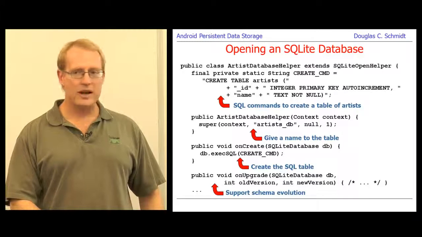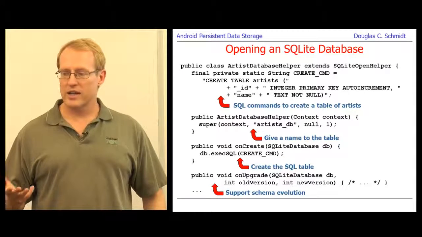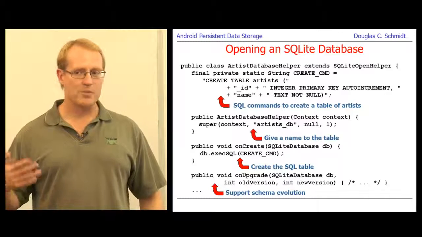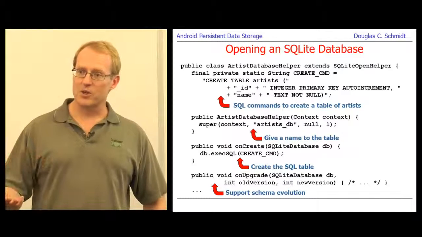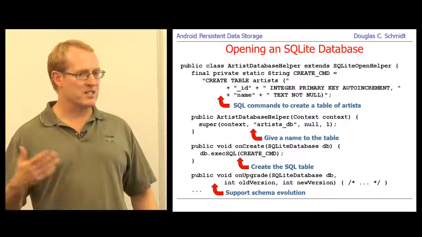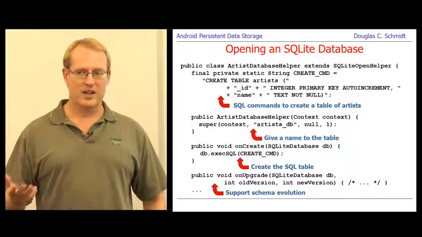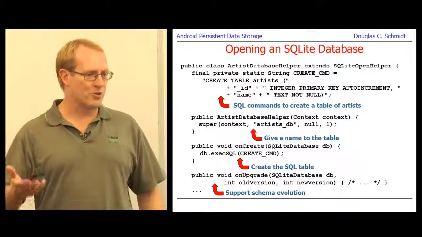And then the onUpgrade hook method, which we don't really show here, is the place where we would put all the logic to handle upgrades. We might have a different version that would have a different set of fields. Besides the artist's name, we might add other things like number of hit records or whatever they might want to have.